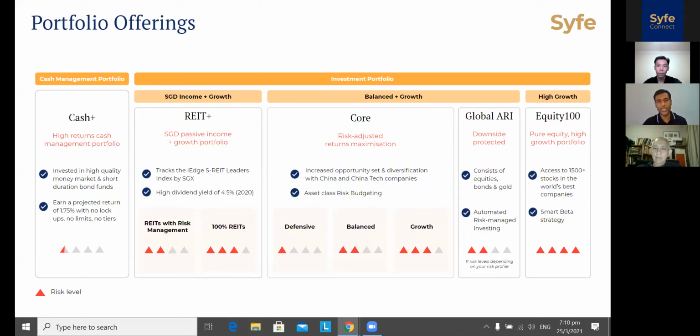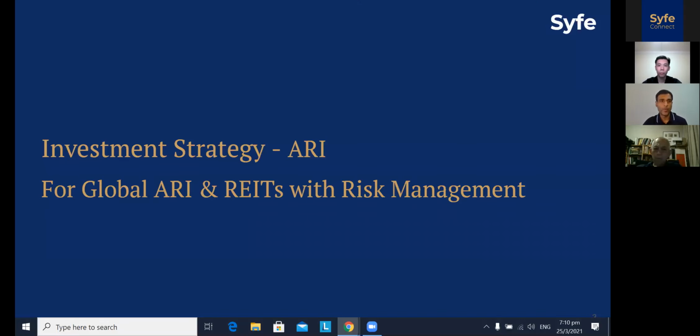So we'll cover some of these aspects in more detail in the next few slides. Let's first begin with our core methodology, which forms the base for all of our other investment strategies and the way we think about risk and return. So our core investment strategy is called ARI. It is used for our Global ARI and REITs with risk management portfolios.